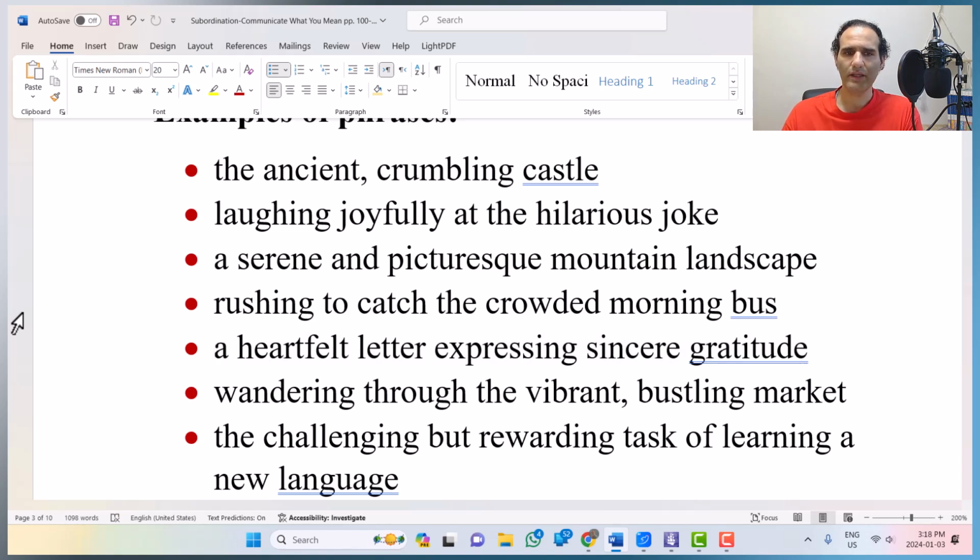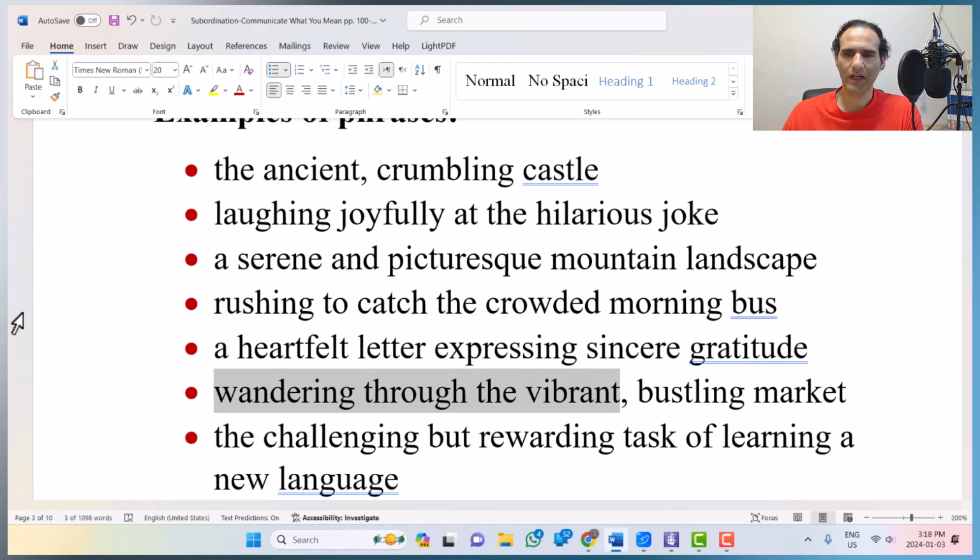So, here a heartfelt letter, subject. Expressing is not a verb because it does not have tense. It is a reduced adjective clause, which we will later talk about. Expressing sincere gratitude, so it's not a clause.